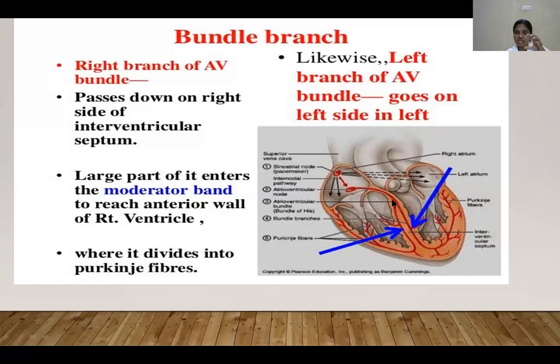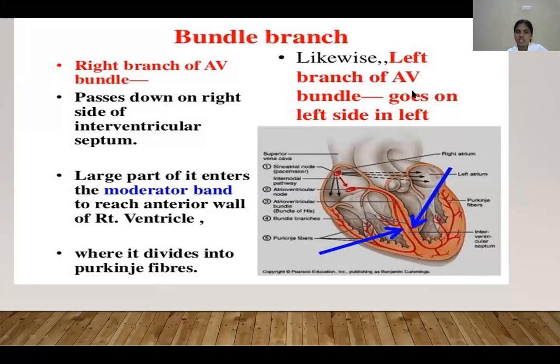So from this atrioventricular bundle, to the right ventricle, the point to which these impulses first extend is the base of the anterior papillary muscle. Then it divides into smaller and smaller Purkinje fibers, which depolarize the entire right ventricle. So these are the final distribution of the right branch of the AV bundle.